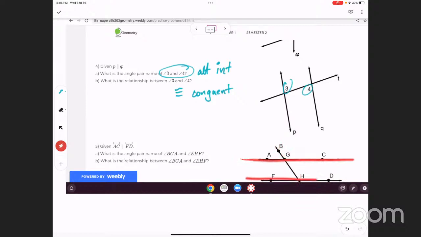So here, this and this are your parallel lines, and the transversal is the one that cuts through them. It says, what is the angle pair name for BGA? So here's how you read that. You start at B, you go to G, and you go to A. That's the angle BGA. And EHF. E, which I'm assuming is down here below my picture. EHF.